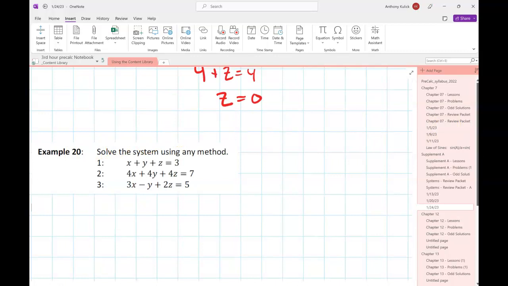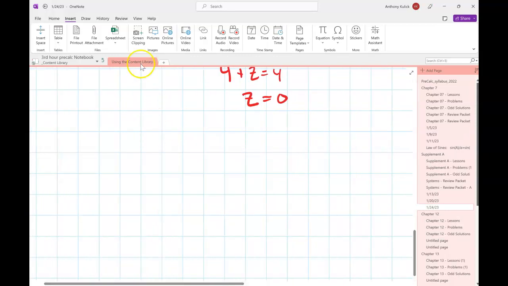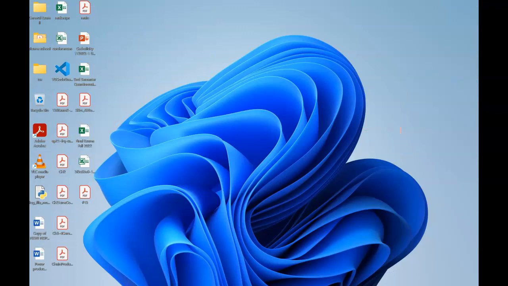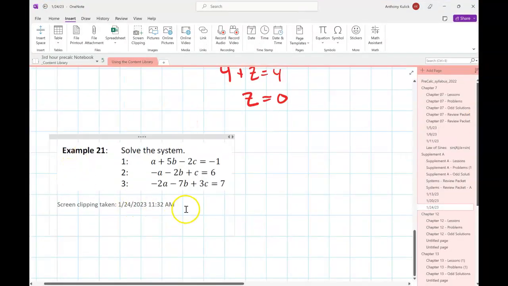Oh no, that's not the one I wanted to pick, excuse me. Sorry, I grabbed the wrong example. That one had no solution. This is the one I meant to pick.